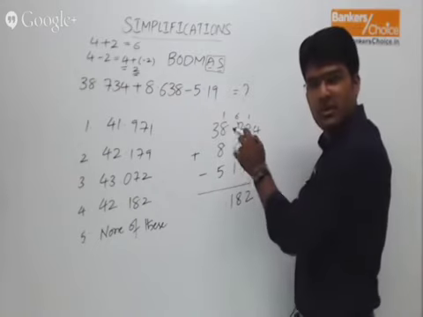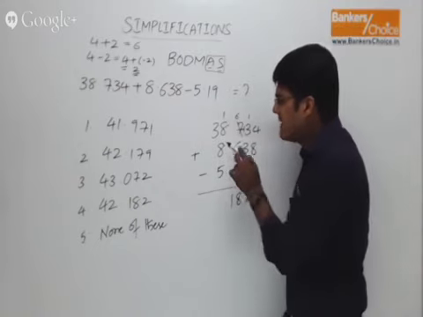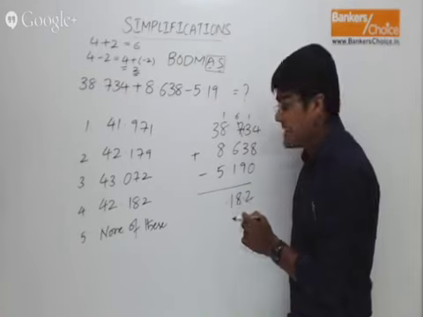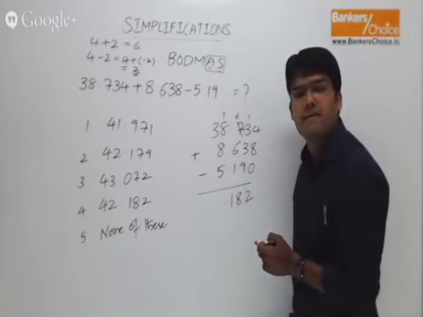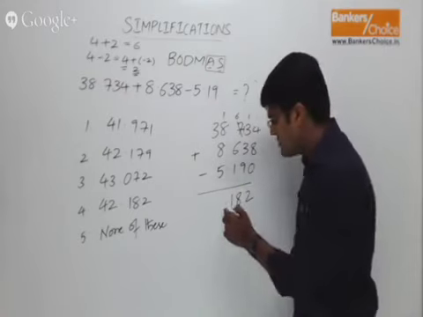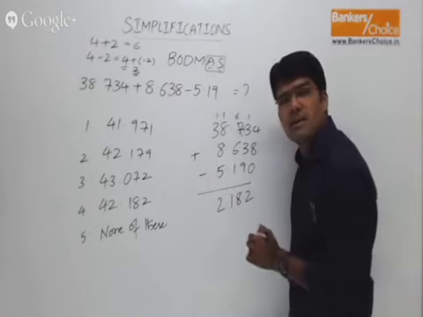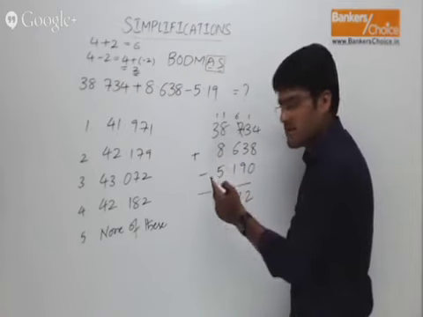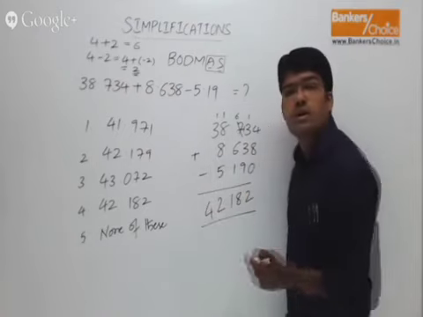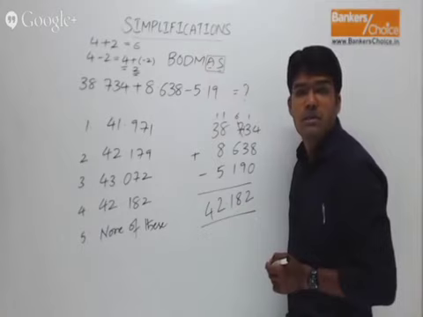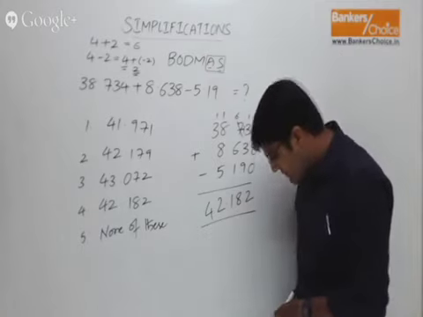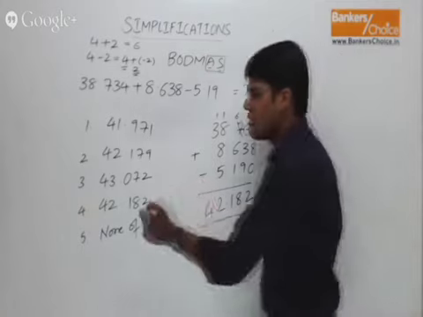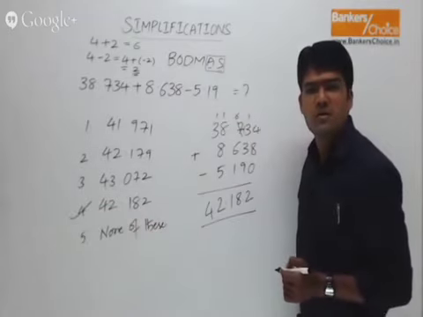Now come to the next units place. 1 plus 8, 9. 9 plus 8 is 17. 17 minus 5. What is 17 minus 5? 12. So we take 2 in the answer and 1 gets carried forward. And what is the last step? 1 with 3, 4. Here we do not have any tens places. So your correct answer will be 42.182. Yes or no? The right answer for this question here is 42.182, which is option 4, 42.182.